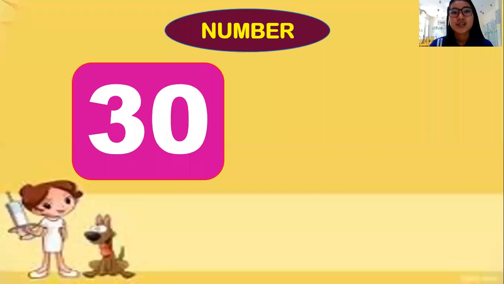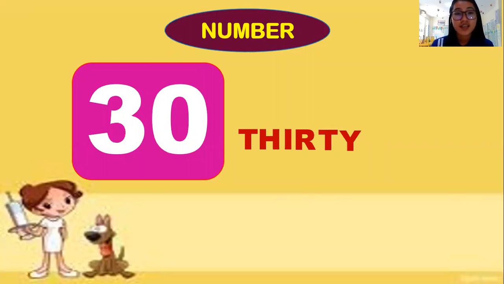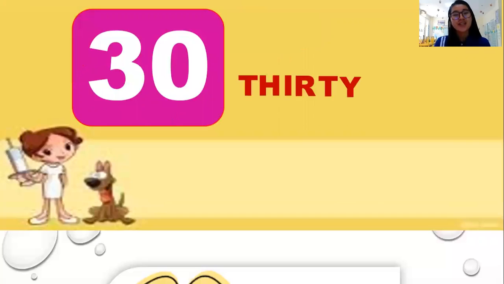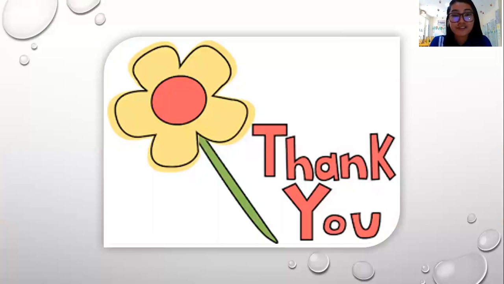All right. So again, let's spell number 30, class. If you still remember, you can spell with me. Everybody, 30, I spell thirty. One more time, class. How do you spell 30? 30, I spell thirty. 30. Okay, great job.